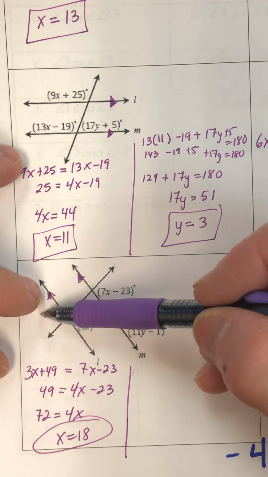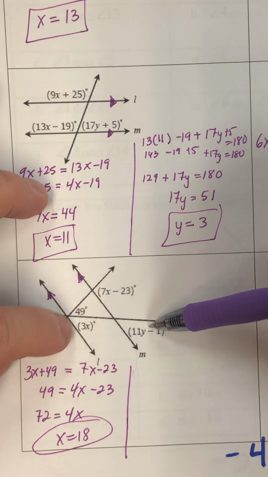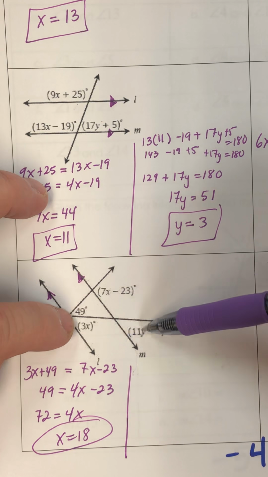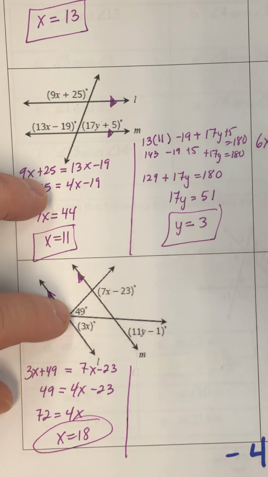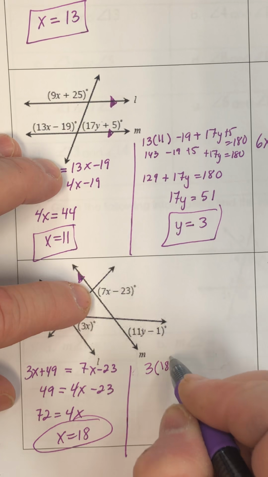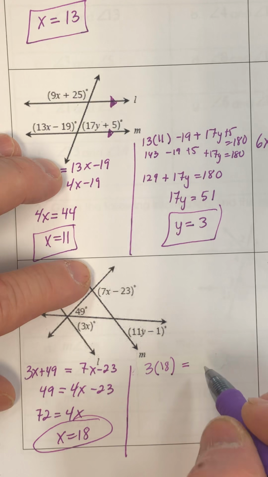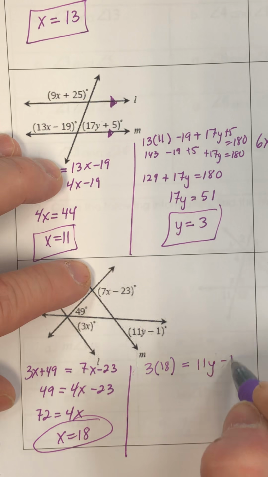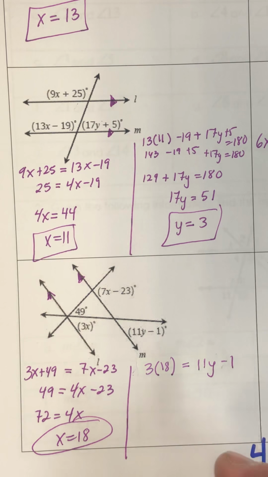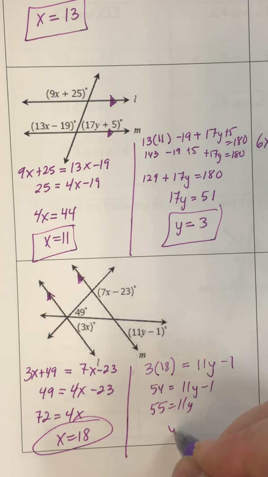So the relationship, here's the transversal, these two parallel lines. So that relationship is equal, 3x and 11y minus 1. That's what we needed. So we have x, so we're going to go 3x, plugging x in, equals 11y minus 1. So let's see, 3 times 18, that's 54. Add 1, so 55 is 11y, so y is 5.